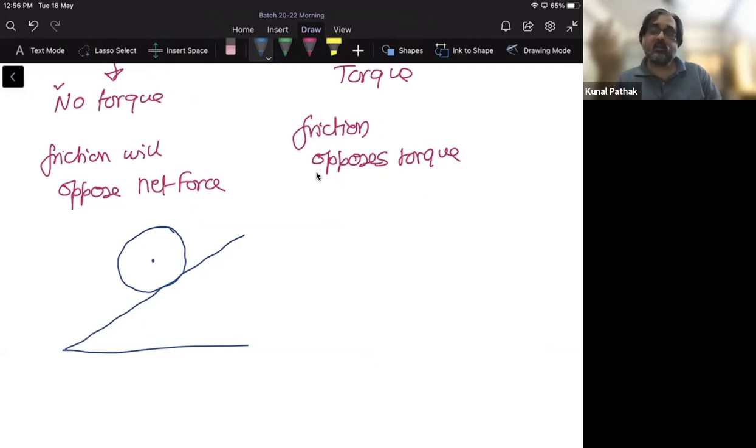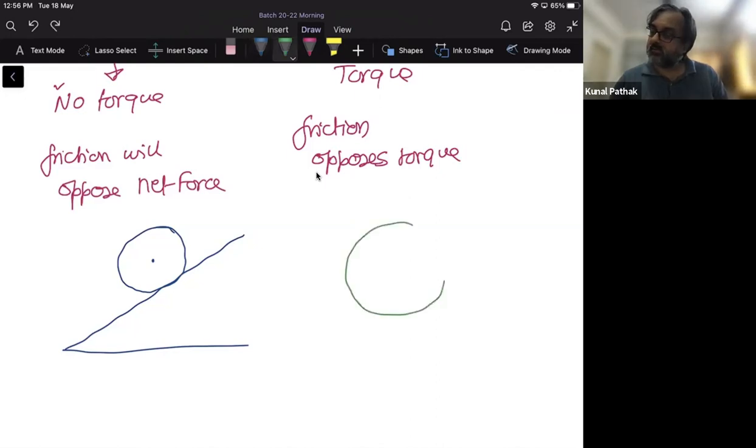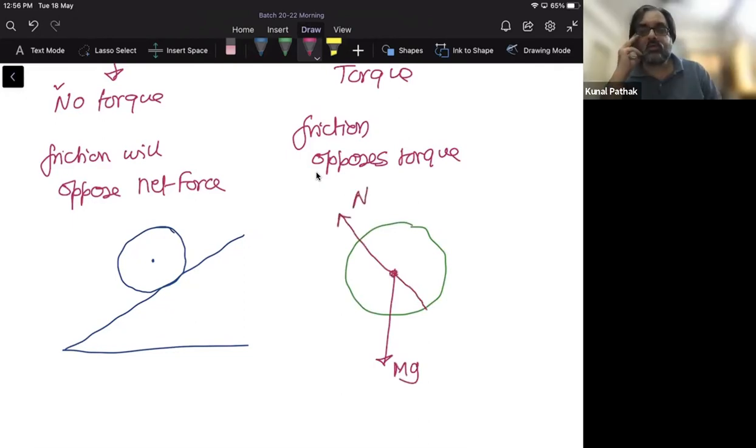But again, why make so much fuss over something that is not going to be used? Okay, so let's draw the FBD for this one. What are the forces acting on this? We have mg and we have a normal reaction N. Is there a torque on this or not?